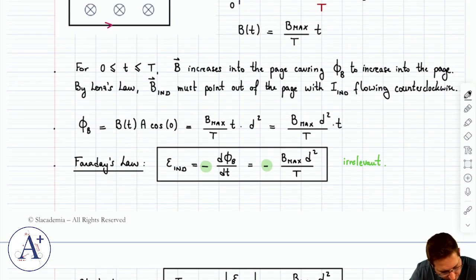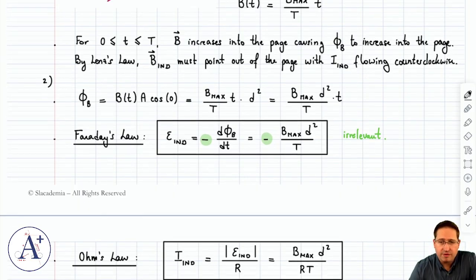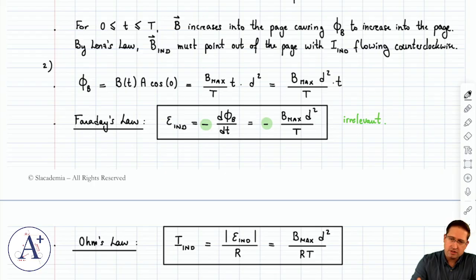Really, this is question 2. I should have put that there. Question 2 is asking me to find the induced voltage, which I just did. First we evaluated the flux, then Faraday's law, that's epsilon induced, and then we can figure out from Ohm's law the induced current flowing through the loop.